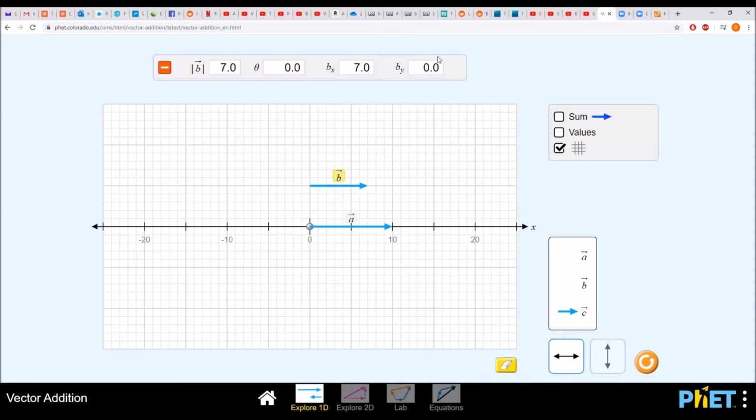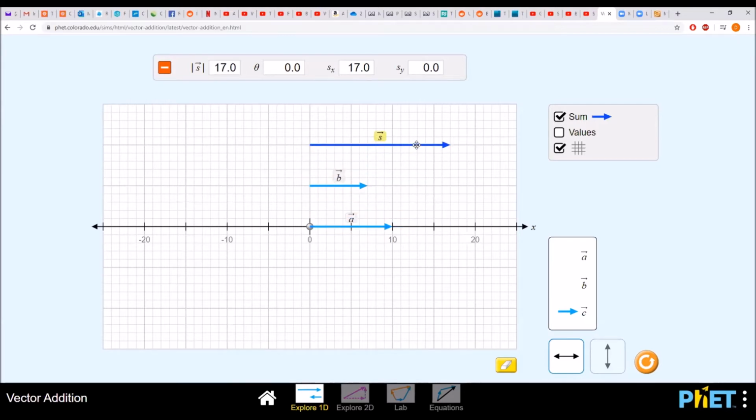What is the sum of A and B? You don't have to actually answer this in chat, but I want you to think. If you added up A and B, what would you get? You would get 17. If this is 7 and that's 10, you'd get 17. Because this one is going 7 in the positive x direction, this one is going 10 in the positive x direction, and so together they'd go 17. We can see that by clicking the sum button right there, and it gives us the sum of the two. And if we look very closely, we can see that it lines up to 17 right there.